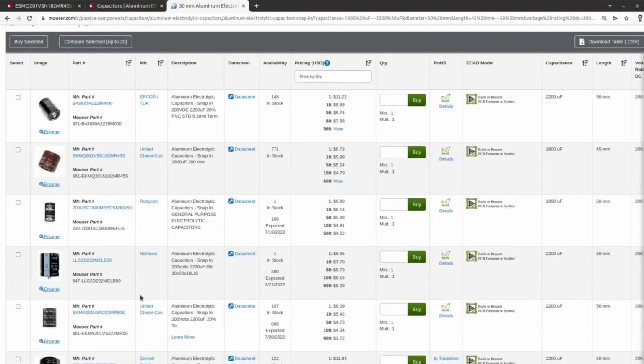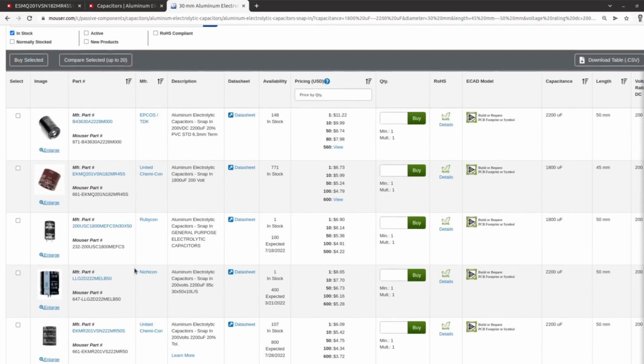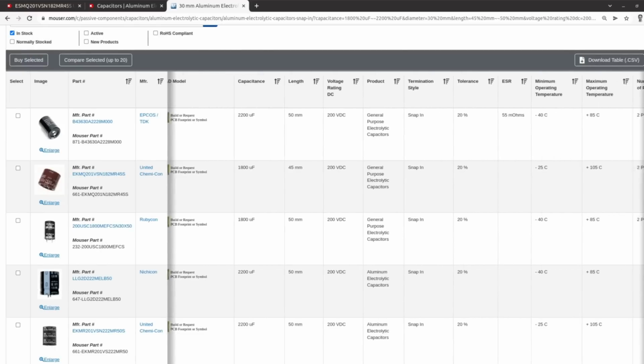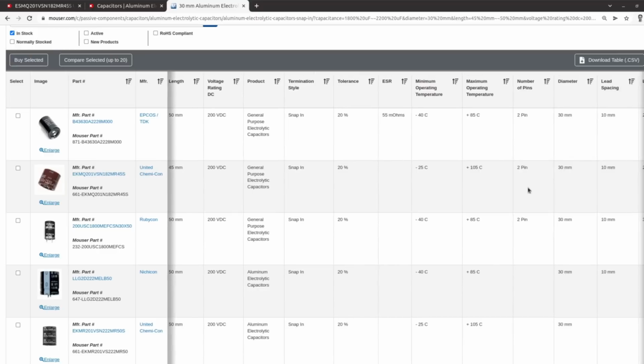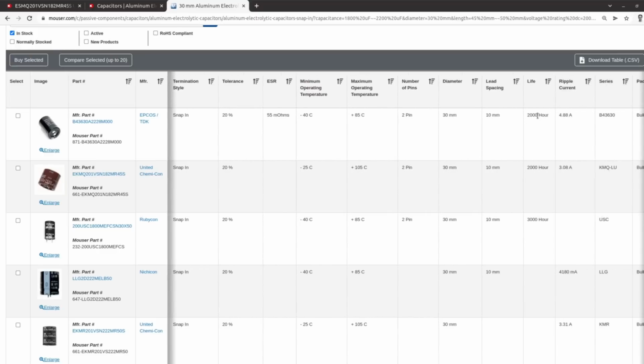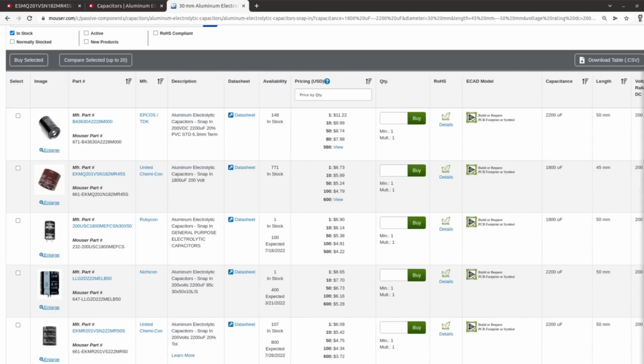Here we have a few results left. Let's look at them briefly. This one is TDK, 2200 microfarads, $11 a piece. Also 85 degrees C rated. Also 2000 hours and about the same ripple current. So not significantly better, but much more expensive.